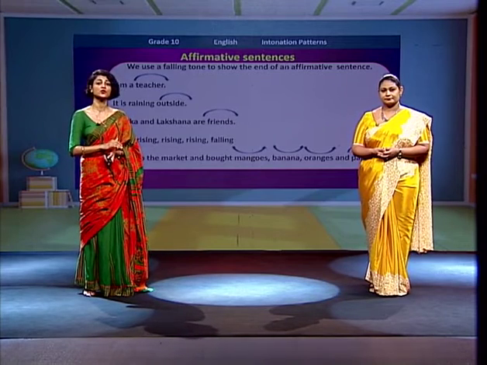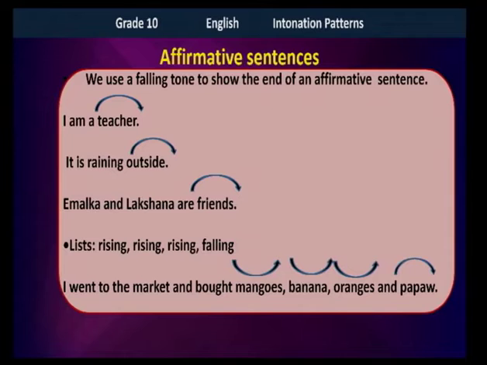So when it comes to affirmative sentences, positive sentences, we use a falling tone to show the end of an affirmative sentence. As you can see in the sentence given, when I pronounce it, always notice that towards the end of the sentence, my voice will be going down. There's a fall. Okay, children. So when you take the sentence, I'm a teacher, the positive sentence, towards the end, my voice is not going up. You don't say, I'm a teacher. You say, I'm a teacher. So towards the end of the sentence, your voice is going down. So there's a falling intonation.